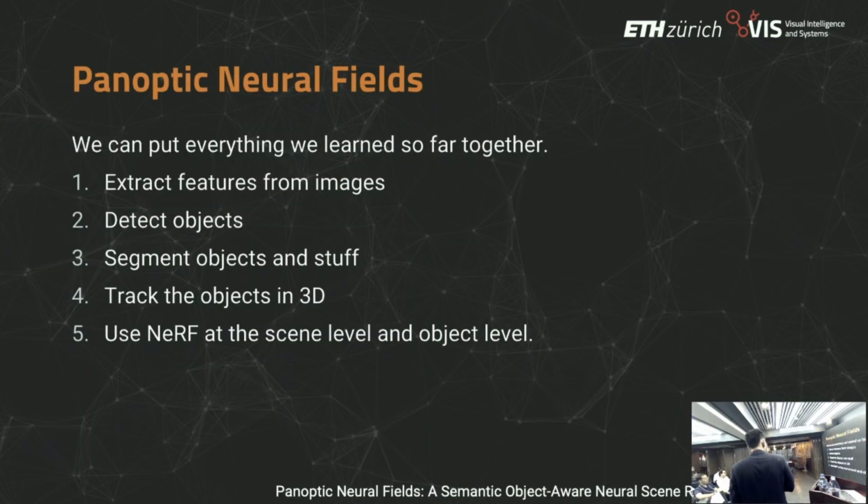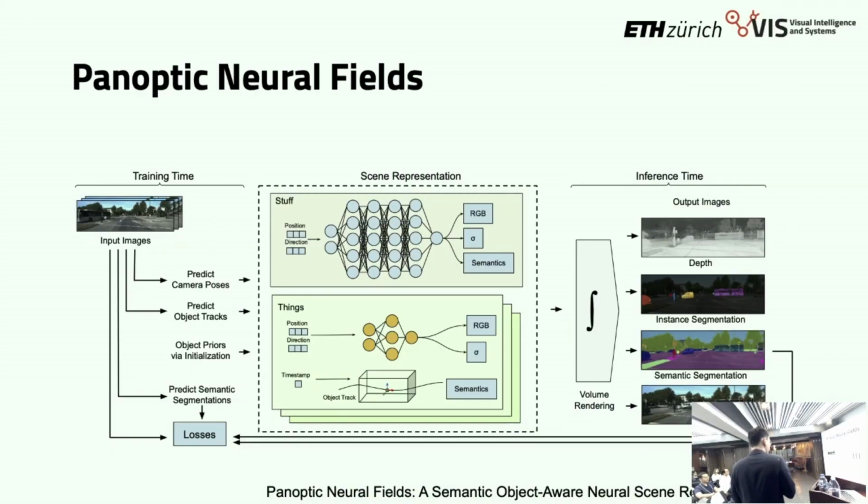And here we can put everything we have learned together. There's a work called Panoptic Neural Fields, which is essentially combining everything we have seen here. We extract features from images, detect all the objects, segment the objects and stuff, and track the objects in 3D. Then for the objects, combining the segmentation and the tracking, we can use NeRF for each object to represent its shape. And then we can get the reconstruction of the whole scene, or even re-render the whole scene. Here is a diagram.